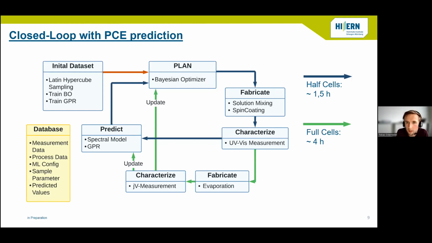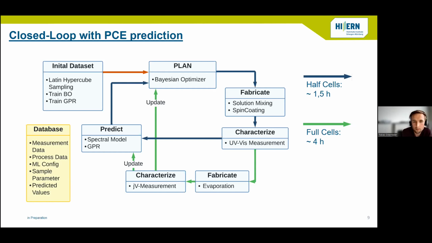Again, it will give us some new samples, which line 1 will then fabricate. And after the spin coating of the active layer, we measure the absorption. Then with the absorption data, we can feed this into our model and predict the efficiency, which we can then feed back to the optimizer. So instead of taking 4 hours for one iteration, we can reduce this time to roughly 1.5 hours.